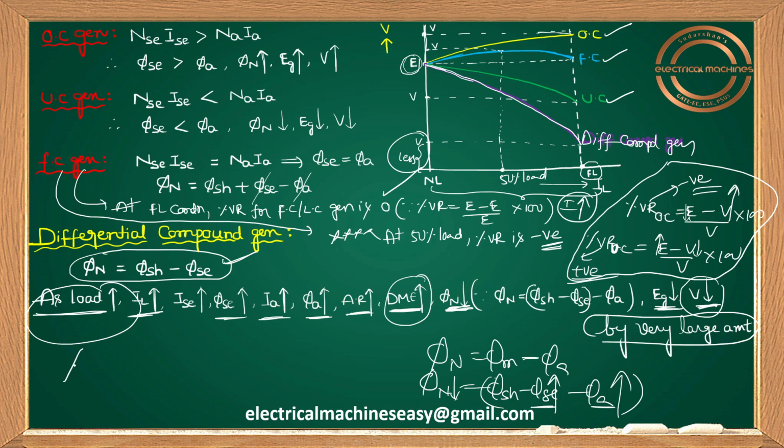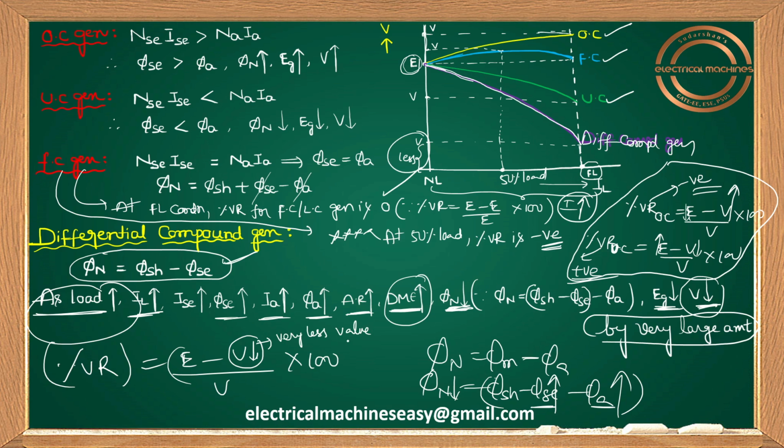Tell me, what is the percentage voltage regulation for the differential compound generator? No load voltage means E. So no load voltage minus full load voltage, divided by V, into 100. Try to understand, no doubt the full load voltage is less than E. To be frank, this V is very small, a very less value. So tell me first, what is the percentage voltage regulation for the differential compound generator?